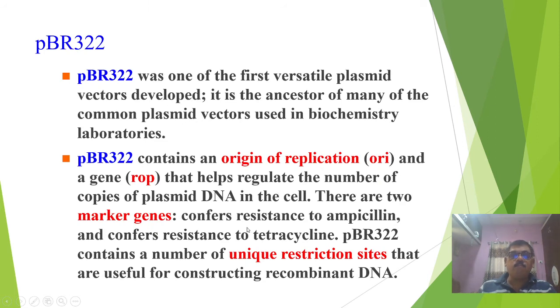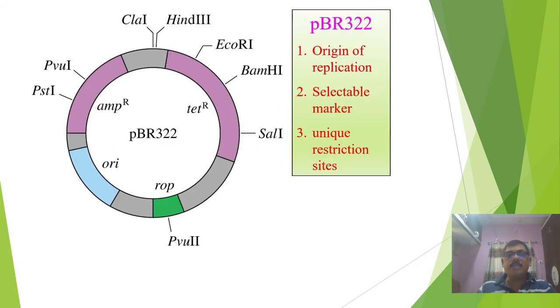It is the first versatile plasmid vector developed. pBR322 contains the origin of replication ORI, then the ROP gene that helps to regulate the number of copies of the DNA. There are two marker genes, the ampicillin resistant gene and the tetracycline resistant gene. And pBR322 contains a number of unique restriction sites that are useful for constructing recombinant DNA.